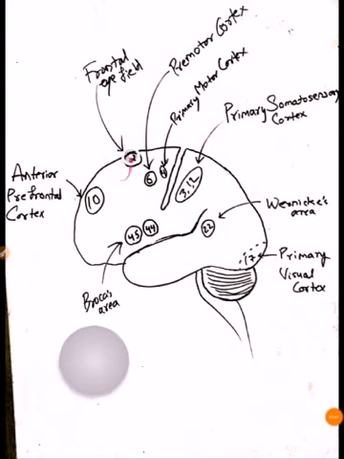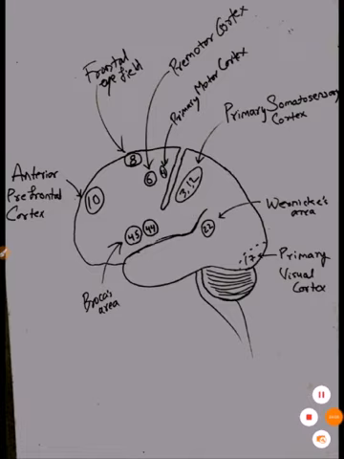Now let's come to the frontal eye field, which is area 8. On stimulation of the frontal eye field, the eyes will be deviated to the opposite side. For example, if you stimulate the frontal eye field of the left side, both eyes will look towards the right side. How does this happen? Let's take a look.